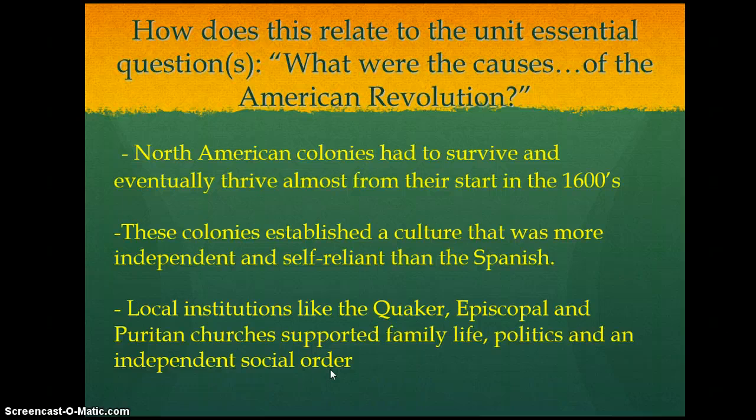So hopefully this brings a little bit more clarity to you about this particular objective in the colonial encounters, or rather the transatlantic encounters and colonial beginnings part of the playlist.